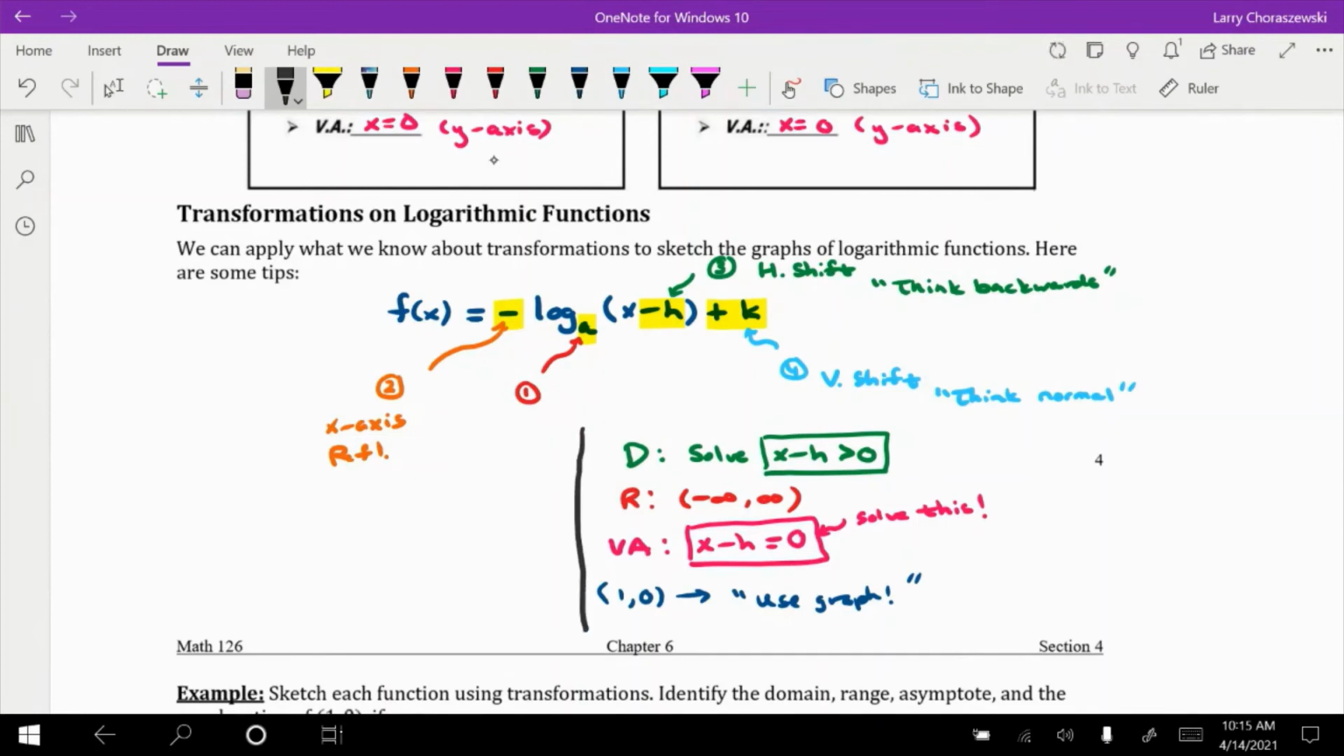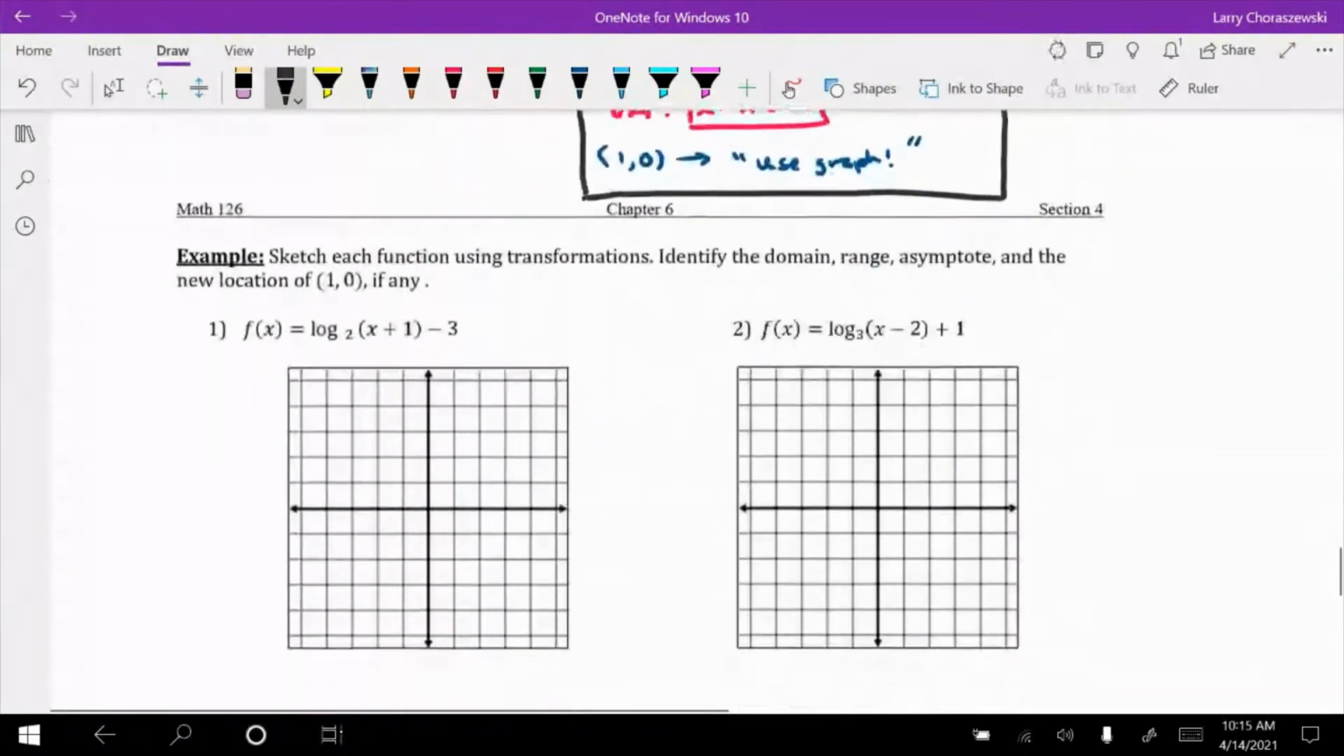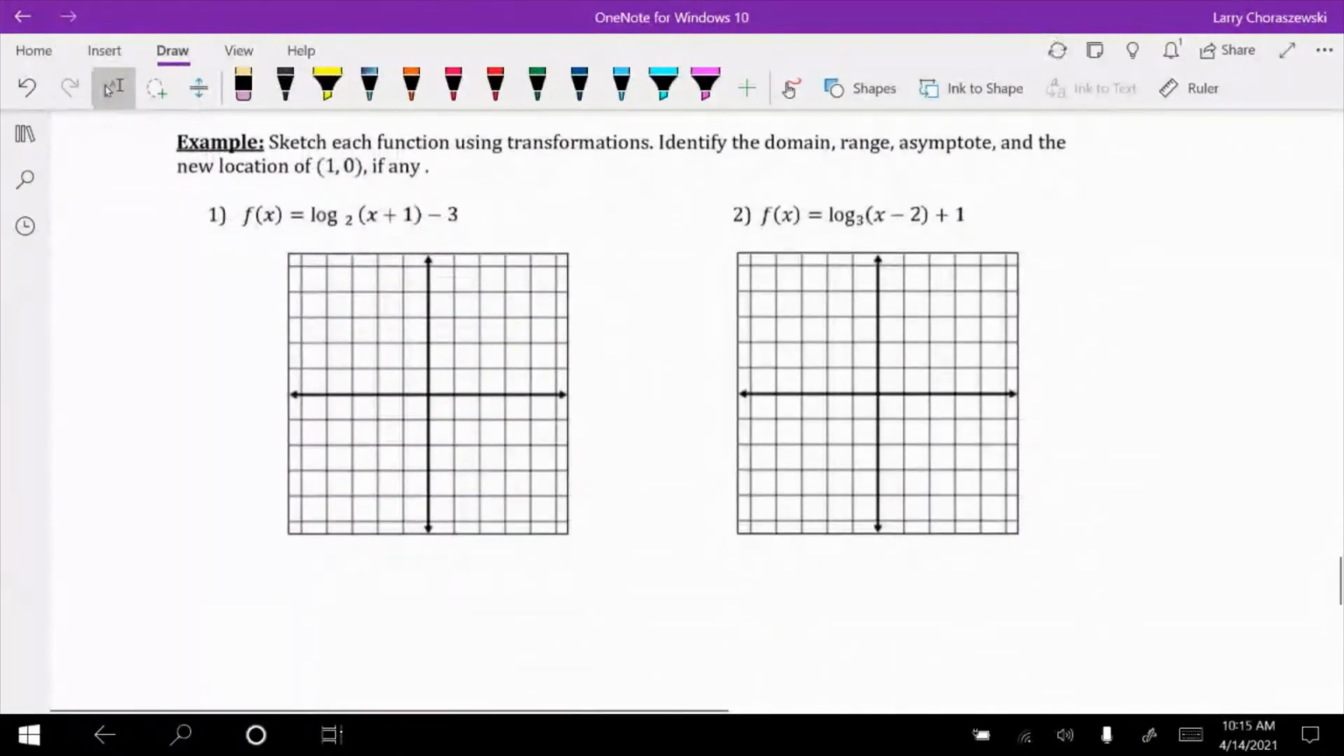Okay, so these are tips on how you can find that additional information, much like we were doing back in section 3. So let's go ahead and start applying this. It says here, sketch each function using transformations, identify domain, range, asymptote, and the new location of (1, 0), if any.